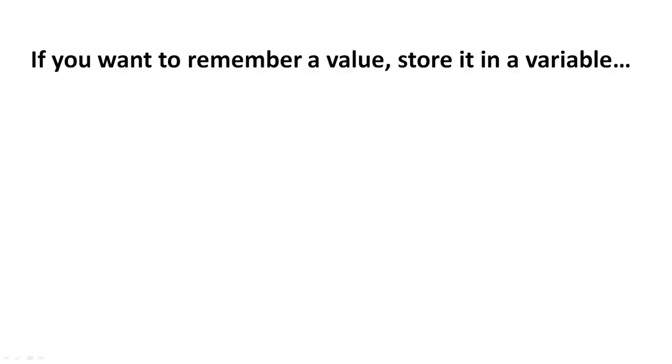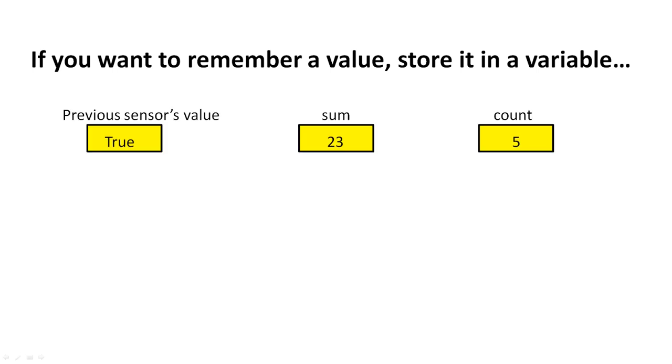We have already seen examples where we needed to remember a value returned by a sensor, a sum or a count. Whenever we need to remember a value, we can store it in a variable. Thus it must have been made clear by now that variables are a means of obtaining memory. Up to now we have seen that we can store one value inside a variable. Thus, if we want to remember many values, we can simply create many variables.